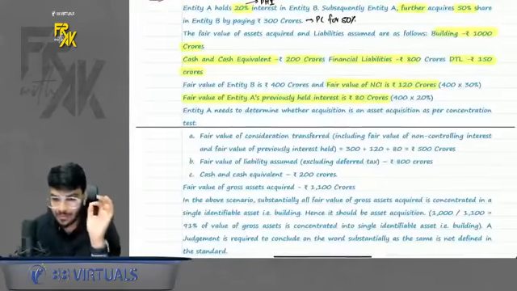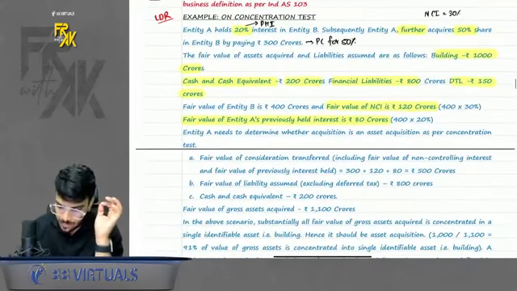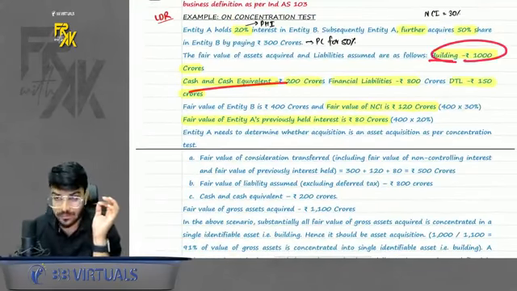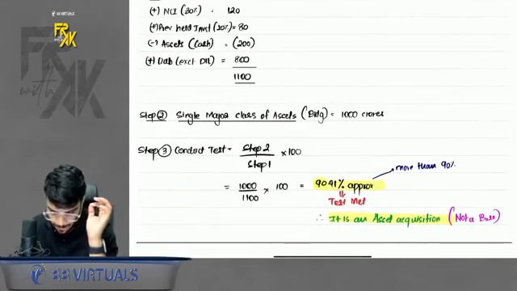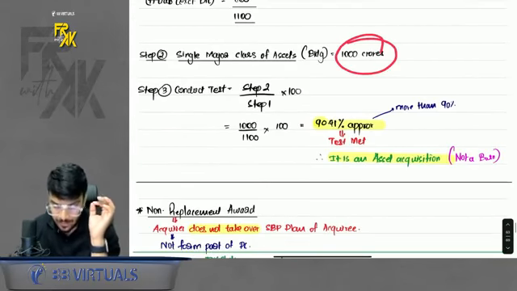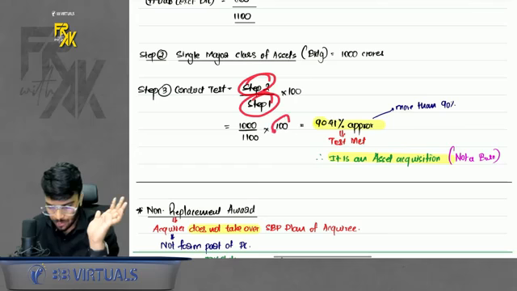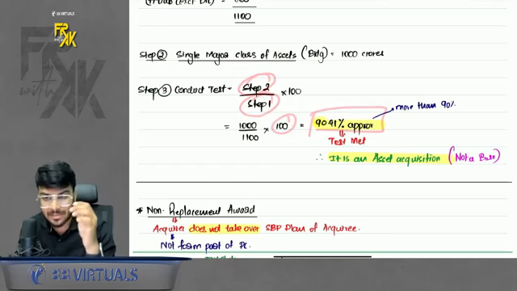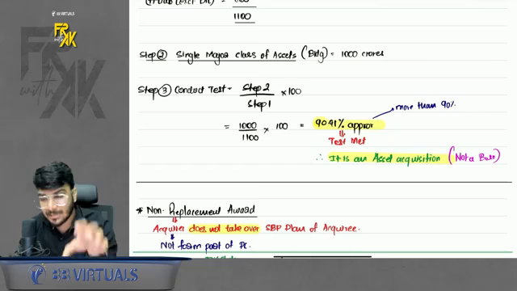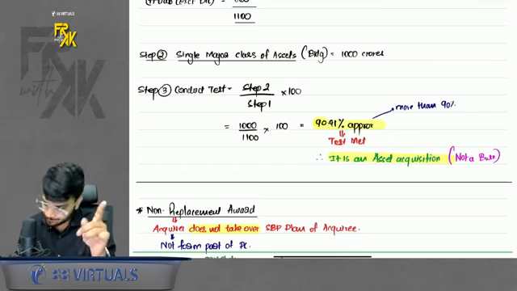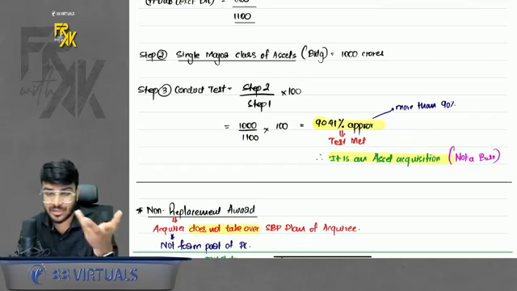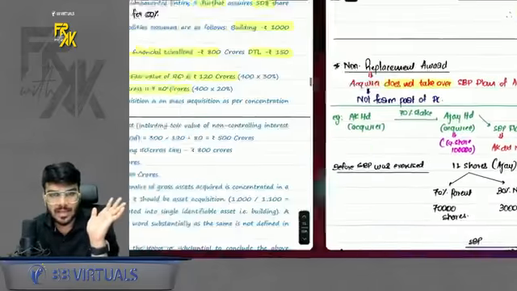Then single major class of asset. There are only two assets given. The highest value is building 1000. Take that value 1000. Then step number 3, take the lower amount divided by the higher amount. Simple. So step 2 divided by step 1 into 100, you get an answer of 90.91%. That means 90.91% of PC is paid for only one asset. So it is an asset acquisition, test is met. Simple. Guys, are you getting this point?